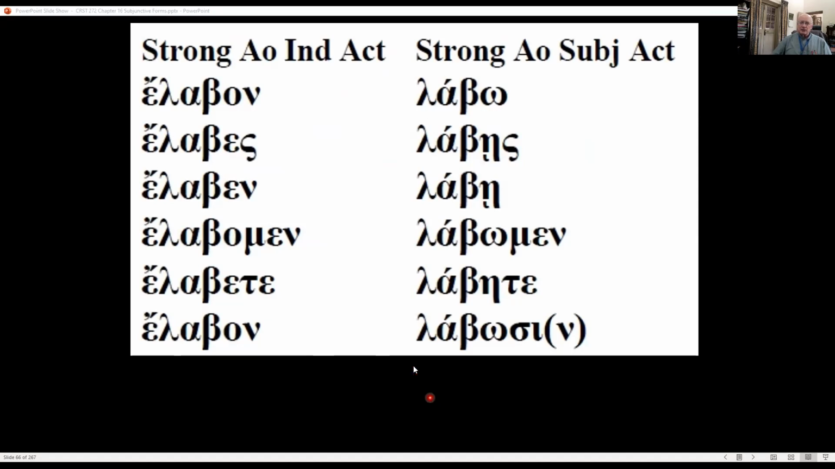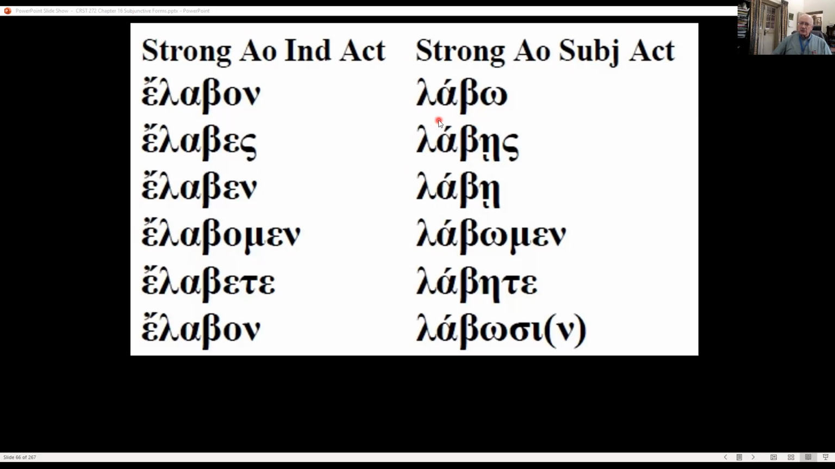I keep stressing this. I can't stress this enough. The aorist indicative, which we have learned so far, "I took," elabon, becomes labo, "I might take." "I could take." Depends on the context, whether it's might or could or would or should, or it might be simply used as a purpose statement: in order that I should take, in order that I might take, in order that I take.